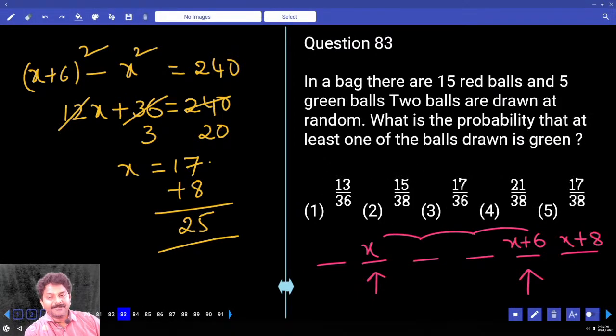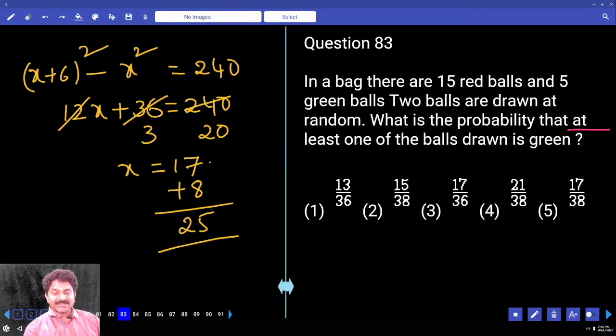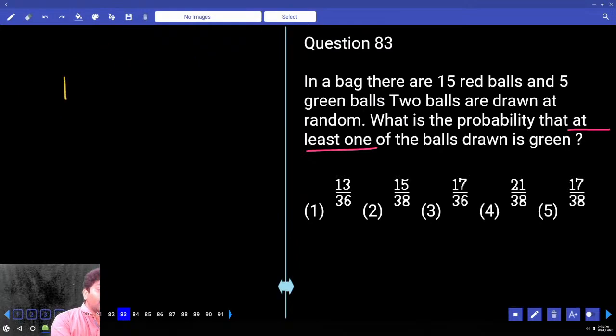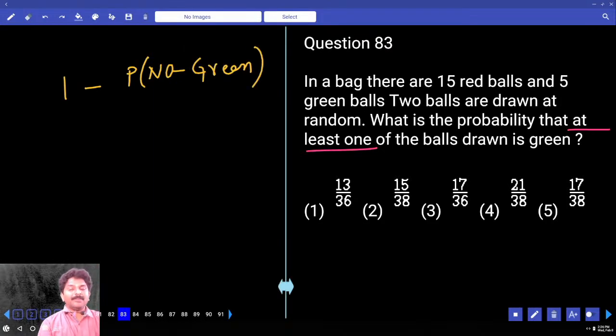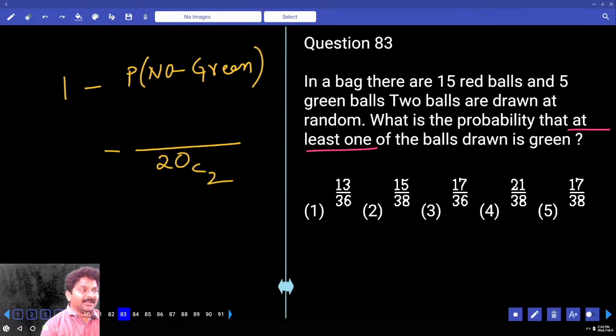In a bag there are 15 red balls, 5 green balls, 2 balls are drawn at random. What is the probability that at least one of the ball drawn is green? At least condition. Whenever you have this at least condition, what will we do? 1 minus probability of getting no green. If the question is about at least one green. Total how many balls are there? 20. So getting 2 balls from 20, number of ways 20C2.